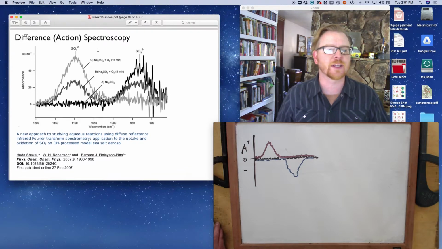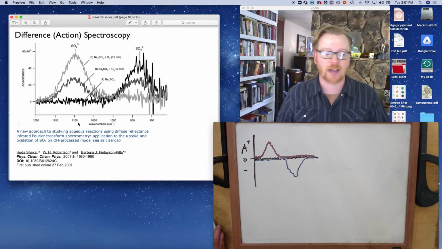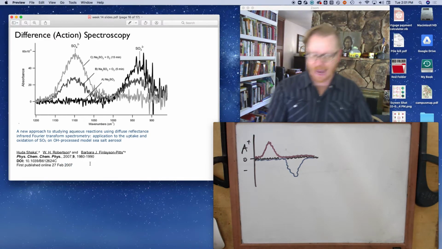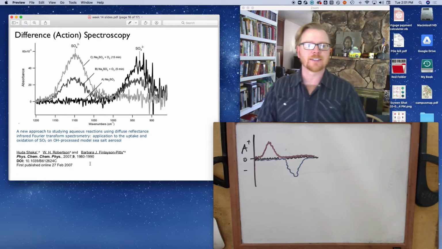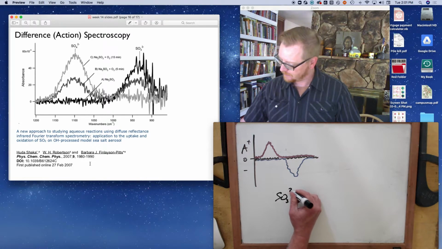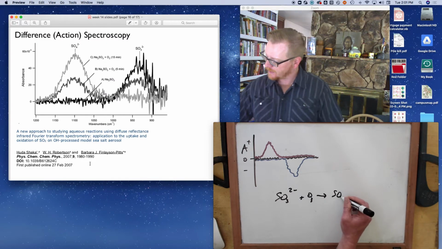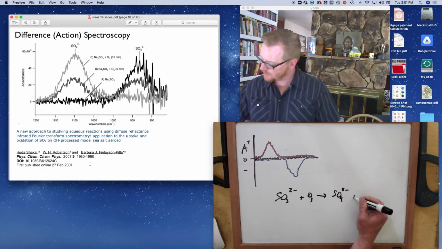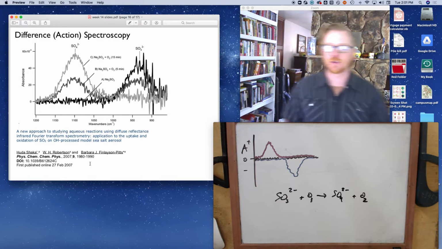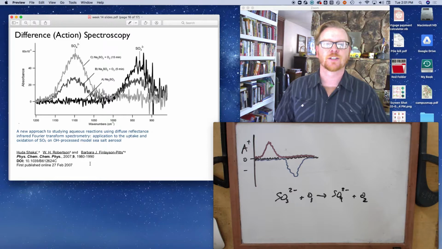Okay, so here's a really famous result that actually came out of the group that I worked in grad school, 2007 at UC Irvine. So this is really cool. So this reaction, let me write the reaction down. This is the oxidation of sulfite with ozone to make sulfate. Okay, so ozone is a powerful oxidizing agent, and it will oxidize sulfite to sulfate.